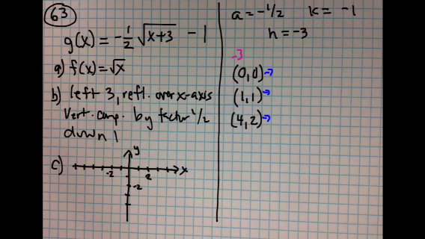Okay, so for this one, like I mentioned earlier, a is negative 1/2, k is negative 1, h is negative 3. And the only one of the 3 parameters that we have listed here that affects the x is h, by subtracting 3 from each of the x values. So we're going to have negative 3 plus 0 is negative 3. Negative 3 plus 1 is negative 2. Negative 3 plus 4 is 1.